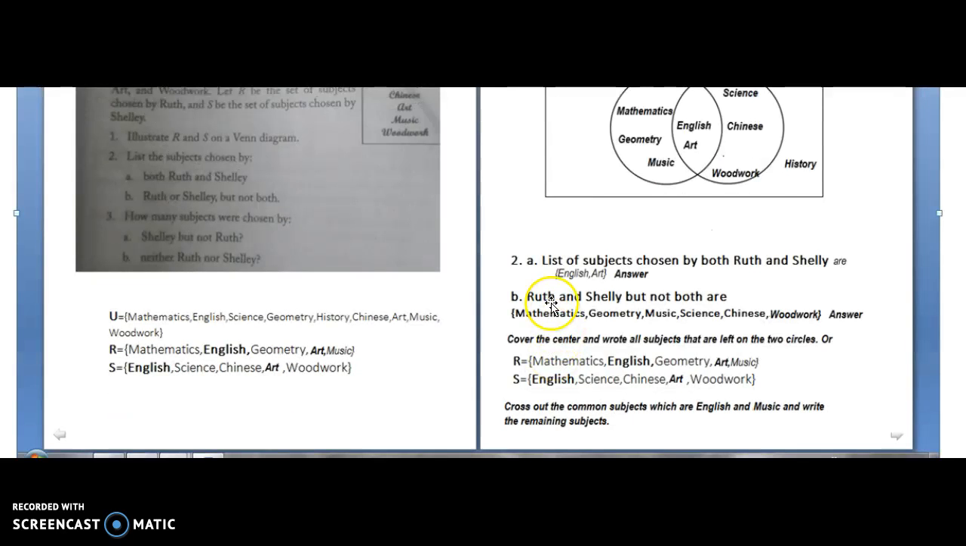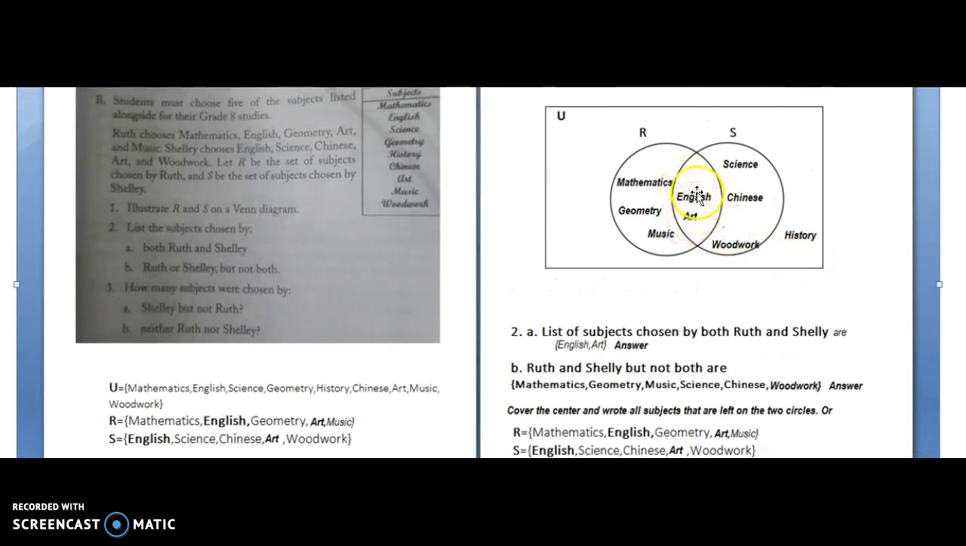Okay, for number 2. List of subjects chosen by both Ruth and Shelley. So look at the overlapping area of your Venn diagram. So English and art are chosen by both R and S. Okay, letter B. Ruth or Shelley, but not both. So cover the center, and write down mathematics, geometry, music, science, Chinese, and woodwork.